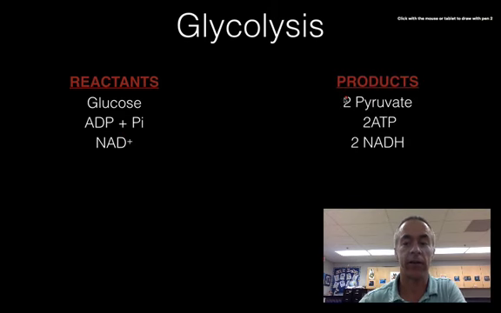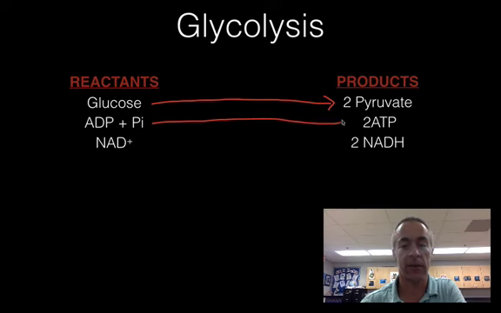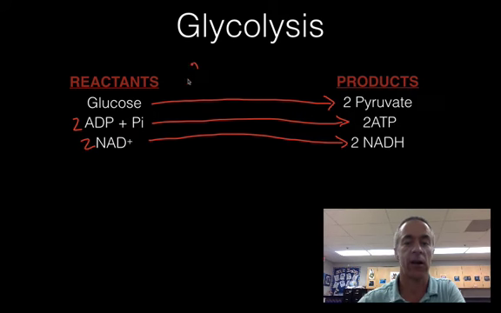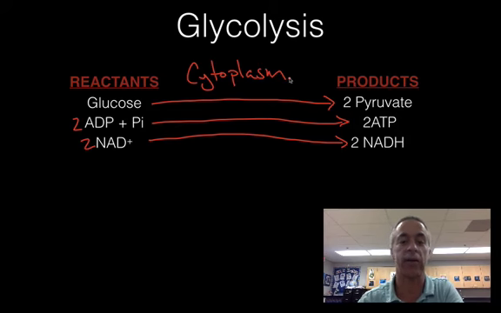We end with 2 molecules of pyruvate, so this glucose directly becomes that. These become ATP. I guess we could have said there's 2 of those, and there's 2 of these that ultimately become 2 NADH. And again, all of this happens in the cytoplasm. So this is the first step in harvesting energy.